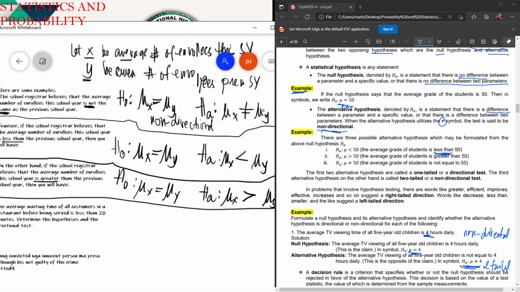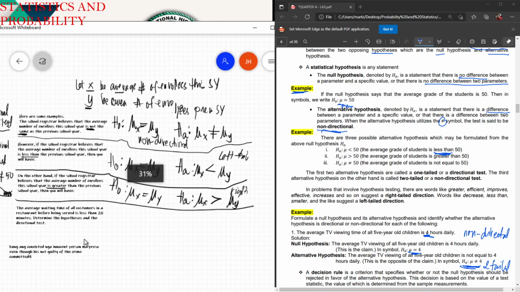What do you think is this? Is this left-tailed or right-tailed? Yes, this is left-tailed, and this is right-tailed. Alright, so let's have another example.